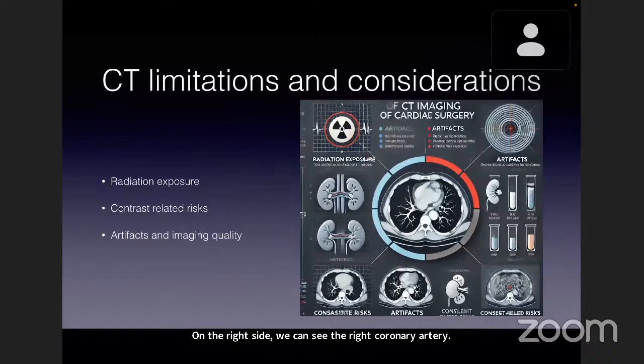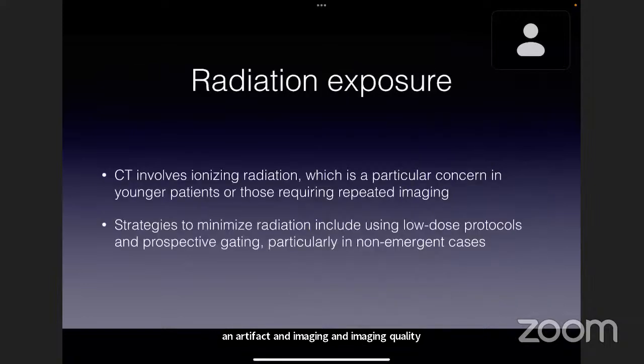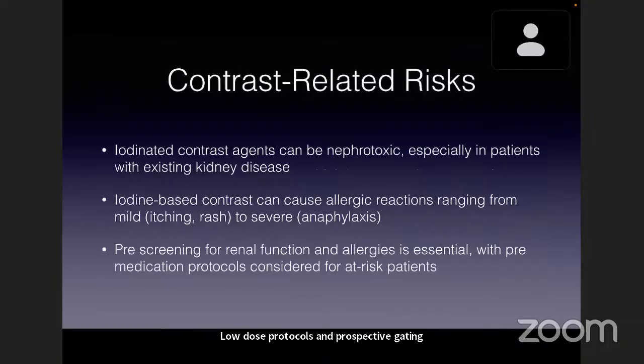We have some limitations and considerations in CT: radiation exposure, contrast-related risks, and artifacts and imaging quality. Radiation: CT involves ionizing radiation, which is a particular concern in younger patients and those requiring repeated imaging. Strategies to minimize radiation include using low-dose protocols and prospective gating, particularly in non-emergent cases.